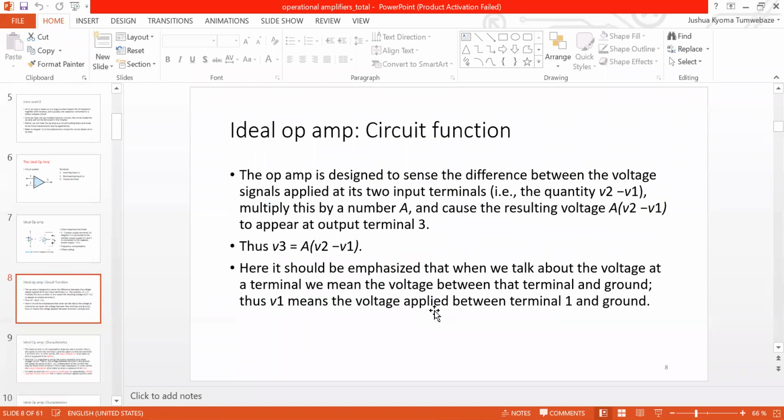So next we move to the circuit operation of an op amp. We always start by looking at the ideal op amp, because even the characteristics of the practical op amp are made to be as close as possible to those of the ideal op amp. So we will be introducing a few aspects which distinguish the ideal from the practical one.